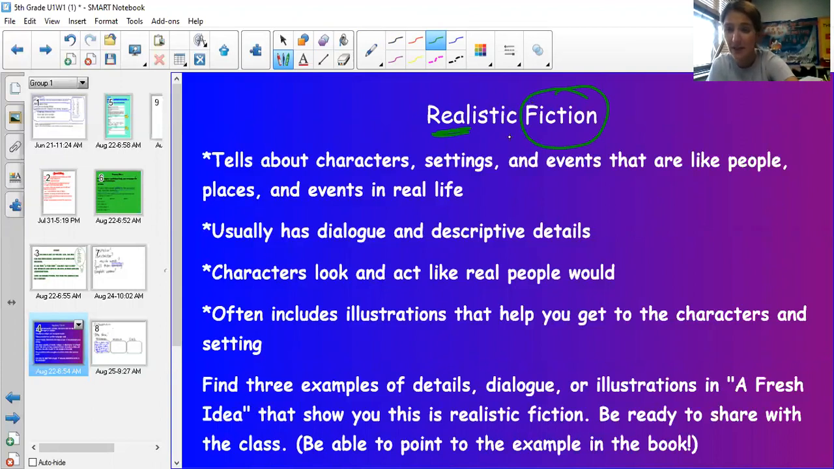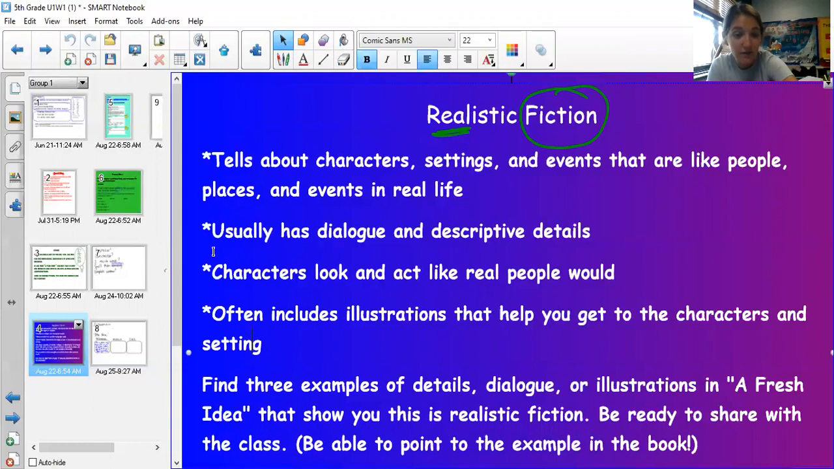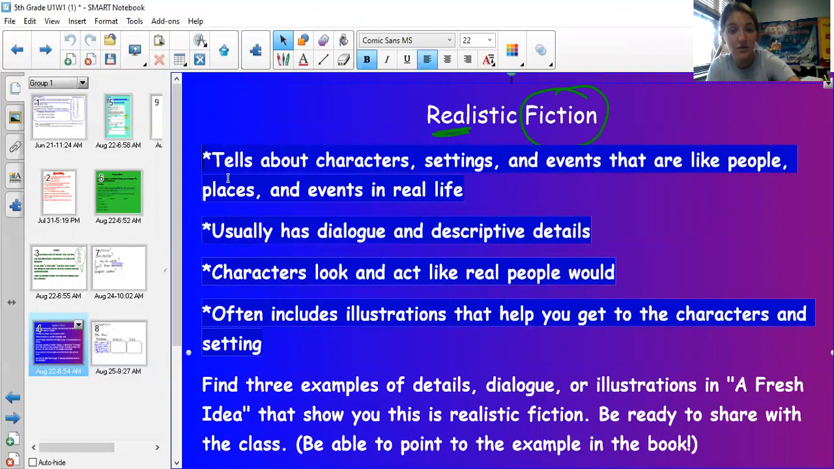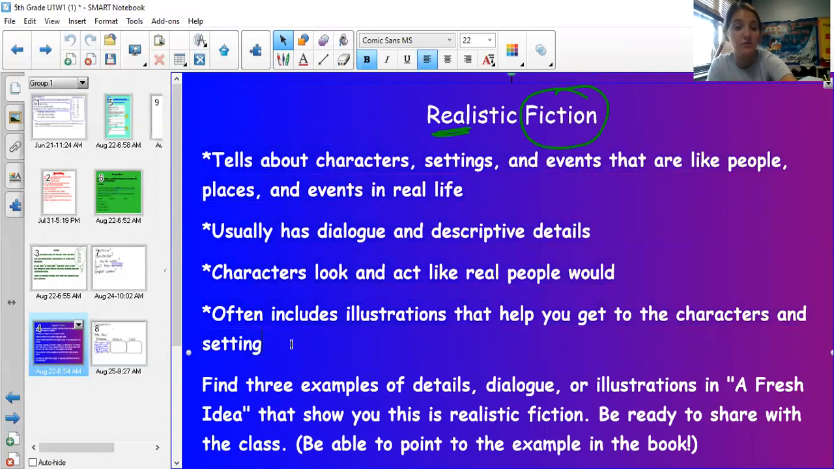So we're going to talk about some of the characteristics of that and look at the shared read together, as well as you're going to find some examples as your exit slip. So some of the aspects of this, I would like you to write this down in your reading notes section of your binder. If you need to pause this, everything that I have highlighted, from the first point all the way to that last point, which starts with often includes illustrations, would be in your notes, as well as any examples.